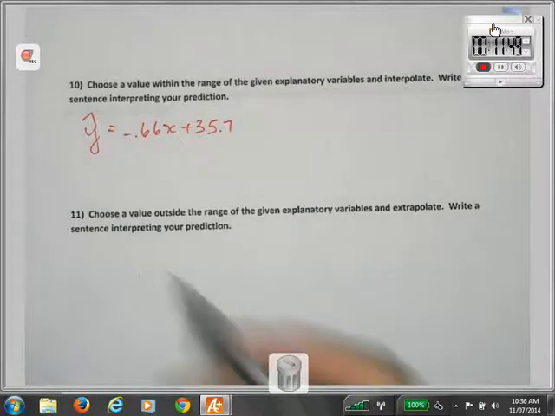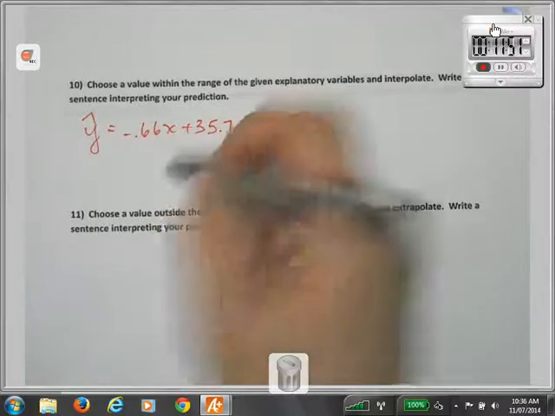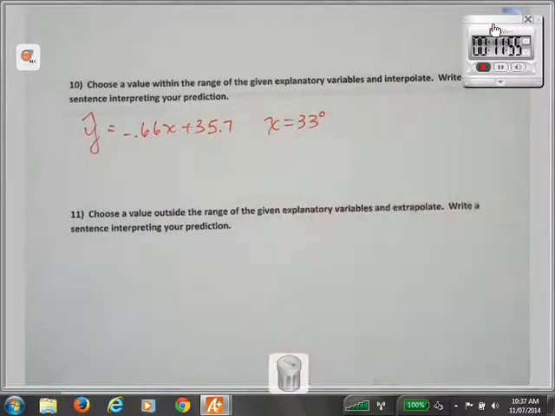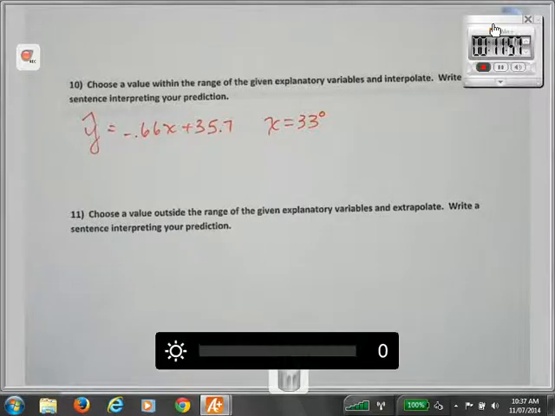So when I say I'm picking 33 degrees, that's x. So x is going to equal 33 degrees. Now, what do you think I'm going to do with that? What just happened?